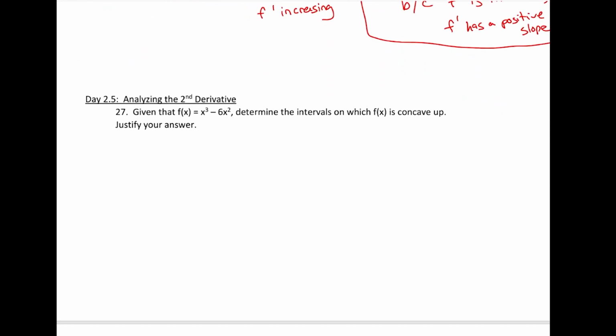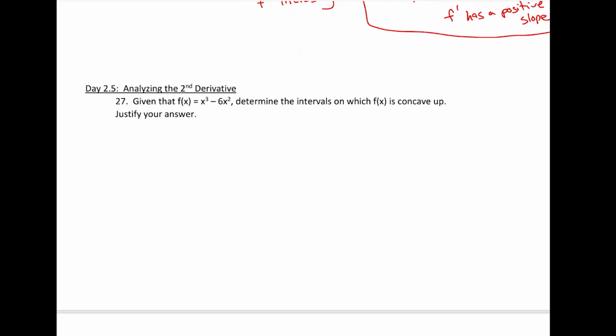Number 27, we're given a function, f of x, and we want to determine where the function's concave up. So this will be kind of similar to determining on what intervals f is increasing or decreasing. But instead of checking the first derivative, we're going to check the second derivative. That's where we're looking for the concavity. f of x will be concave up when f double prime is positive.